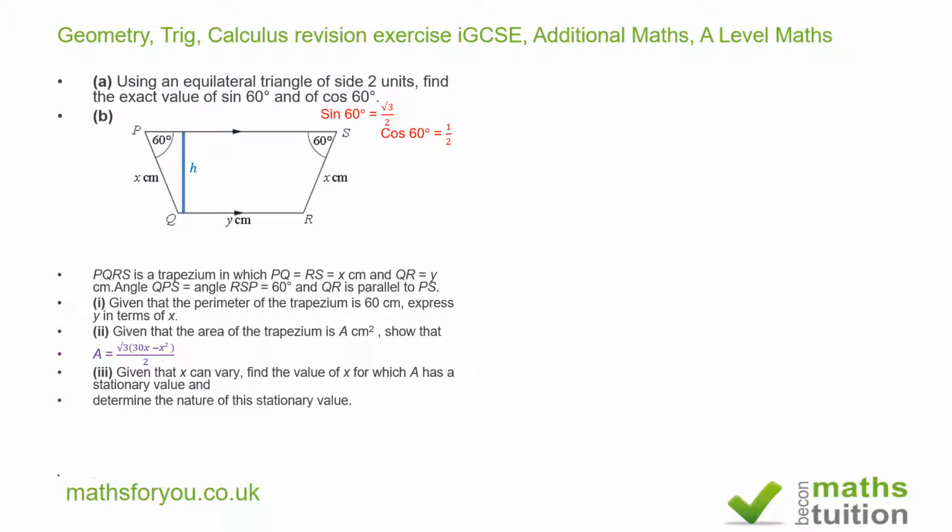Similarly, we can drop a line from R to the base PS. Again, that is the height of the trapezium. Now, if we call that line there A, you find that these two triangles are similar and congruent because you've got 60 degrees, 60 degrees, 90 degrees, 90 degrees, and the edges are the same. So that line there is also A.